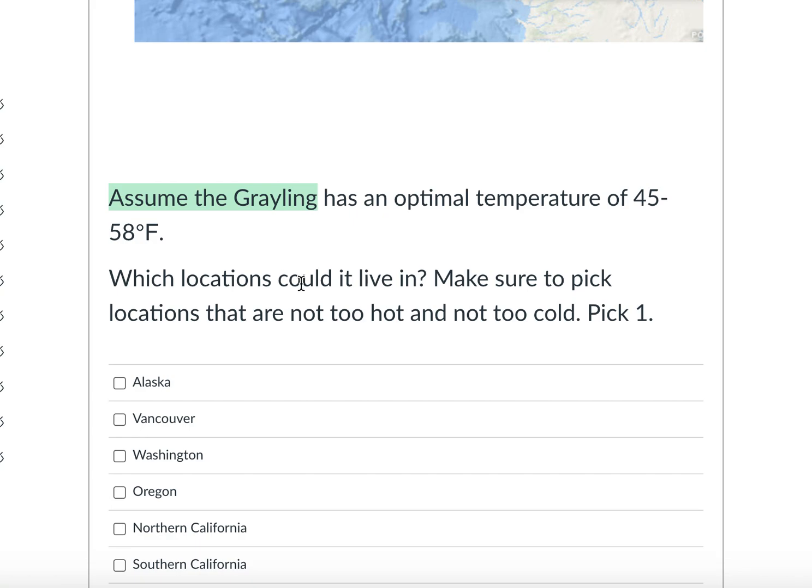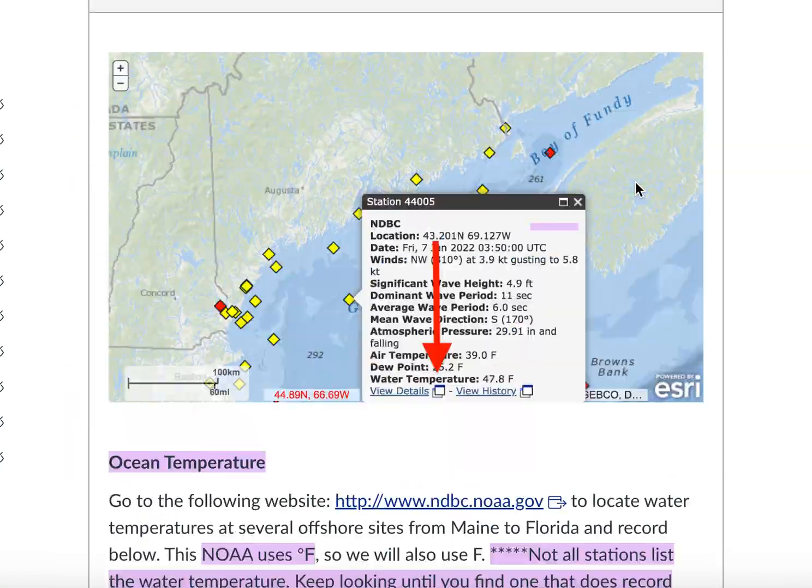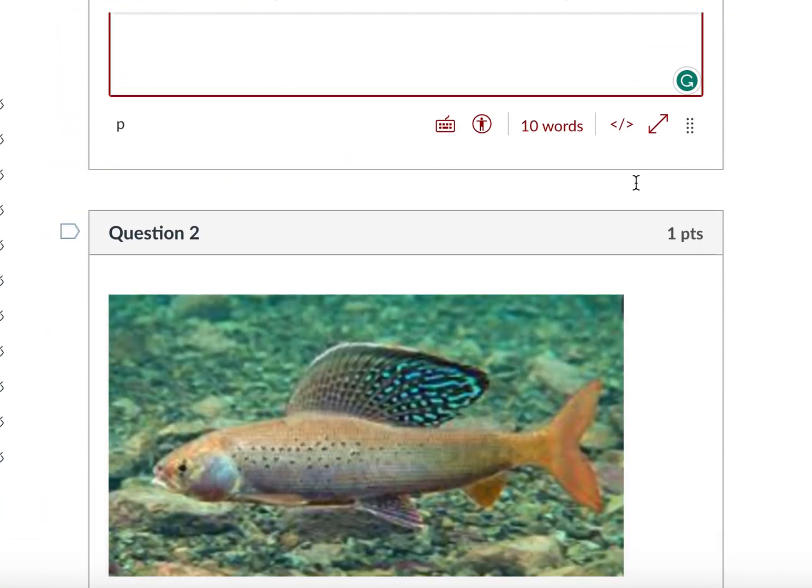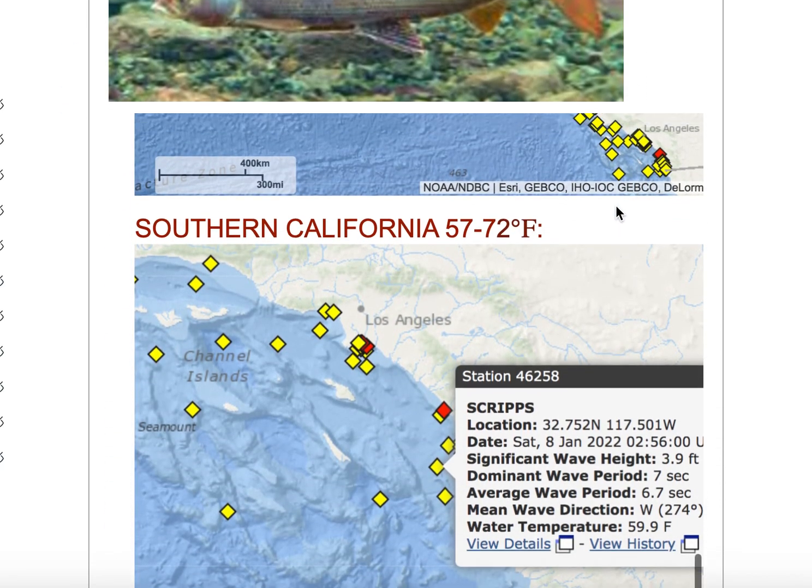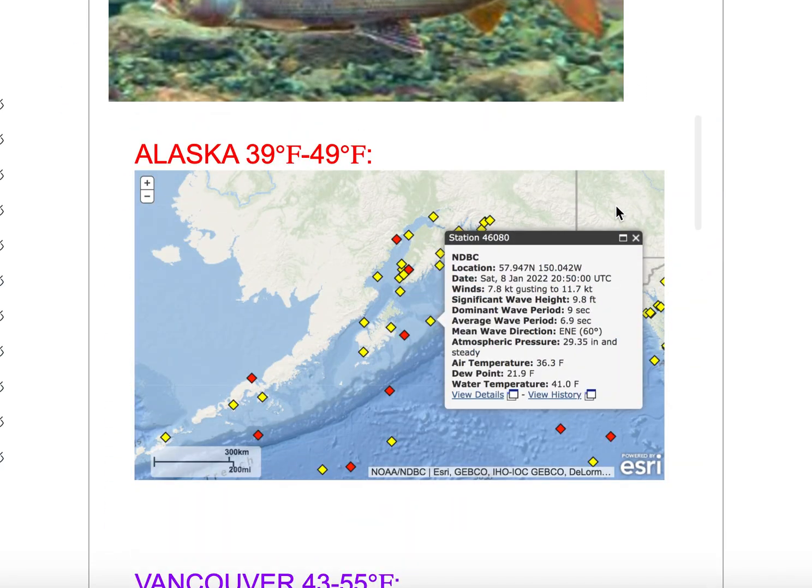Make sure to pick locations that are not too hot and not too cold. And you're going to pick one. So let's look at the 45, and any place that has a temperature lower than 45, it would not be able to live in. So let's scroll back up. Sorry, I went off the page. So anything lower than 45, it can't live in.